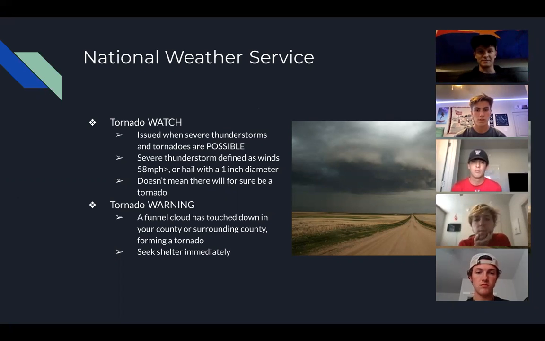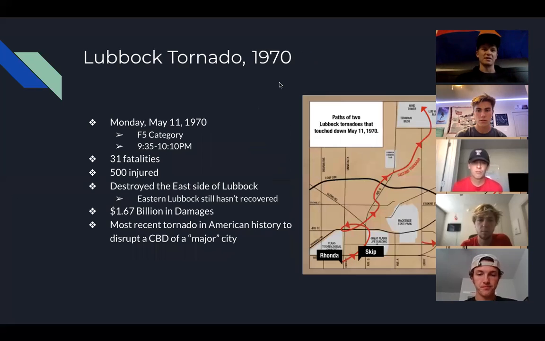A tornado warning is when a funnel cloud has touched down in your county or your surrounding county within 30 miles. That is a tornado, and the tornado warning does mean there is a tornado on the ground in a relatively close location to yourself. And if that happens, seek shelter immediately for safety.